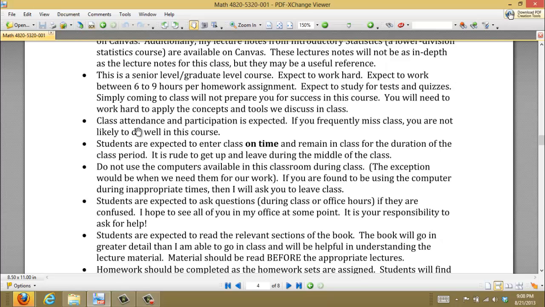And because of that, you should expect to work, for example, 6 to 9 hours per homework assignment. You should expect to spend an hour or 2 studying for quizzes when you know there's going to be a quiz. You should expect to be studying multiple hours for your exams. Simply coming to class is not going to allow you to pass this class. This definitely goes a long way. Students who tend to come to class and do the work are very unlikely to fail this class. But you should expect to work hard. You shouldn't expect this to be a walk in the park.